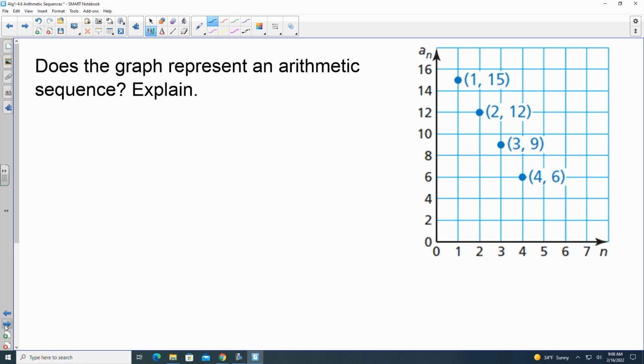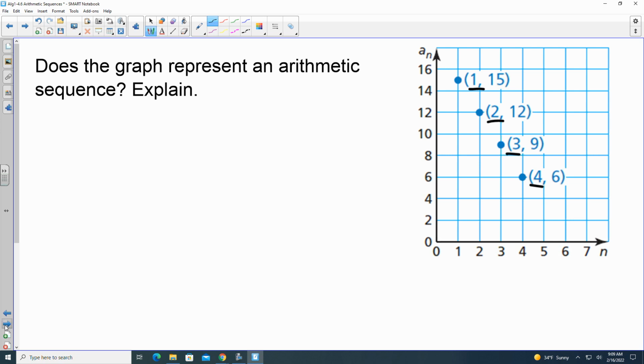In this particular example, they are asking us whether this graph represents an arithmetic sequence, and it's asking us to explain. Right off the bat, all I'm looking at is the x values. So I got 1, 2, 3, 4. Does that have a common difference? The answer is yes, because 2 minus 1 is 1, 3 minus 2 is 1, 4 minus 3 is 1. So my x values have a common difference.